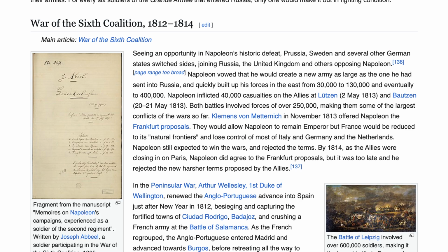Provisioning such an enormous army with adequate food and fresh water had proven difficult since the very start of the campaign, exacerbated by the sparse terrain of western Russia. Diseases such as typhus and dysentery rapidly became rampant among the rank and file.